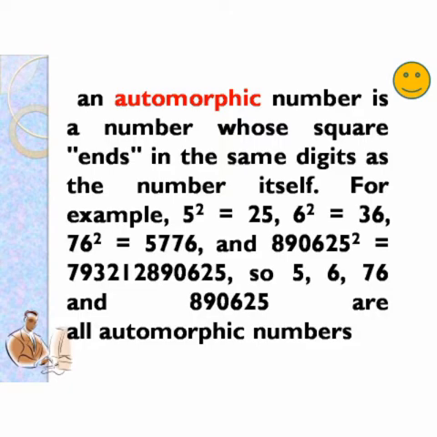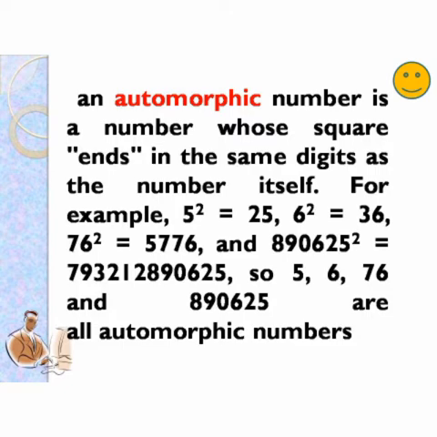Last class we discussed trimorphic number. Today we'll discuss automorphic number. So, what is an automorphic number? An automorphic number is a number whose square ends in the same digits as the number itself.